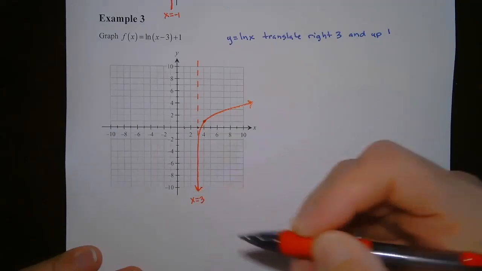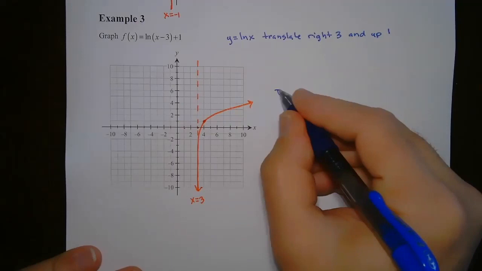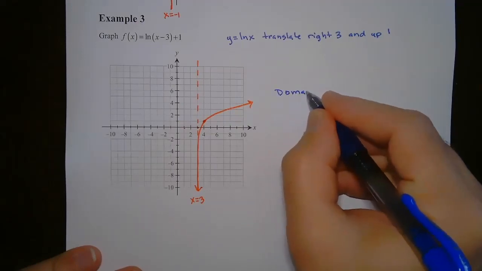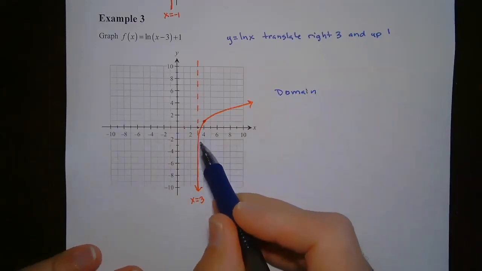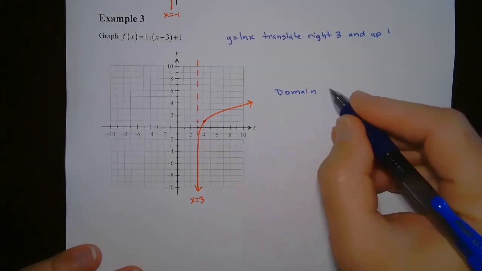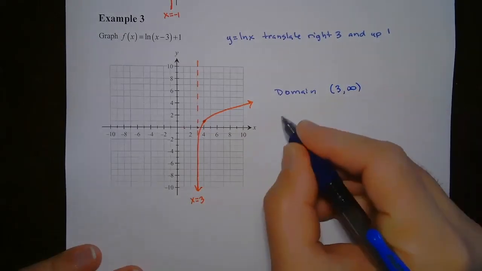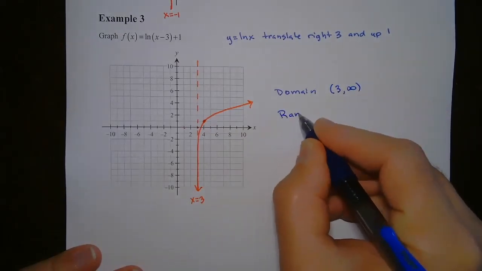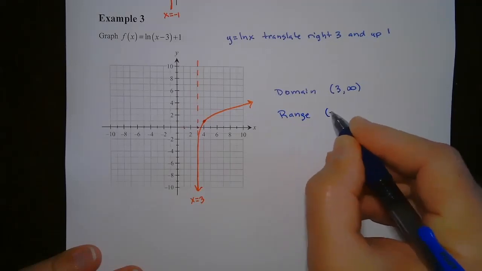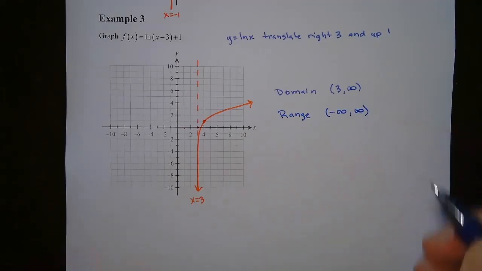And what's the domain for this? The domain for this one would be from 3 on, 3 to infinity, not including 3 because it has a vertical asymptote at 3. So the domain would be 3 to infinity, and the range would be negative infinity to positive infinity. And that's how you graph logarithm functions.